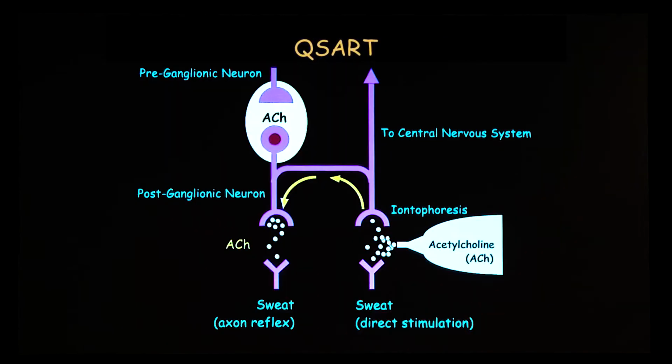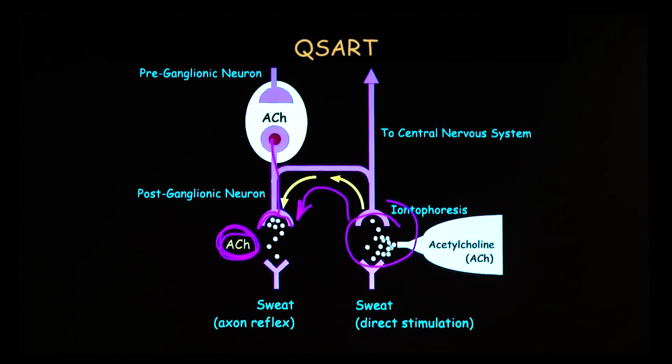The QSART, this is a test of the sympathetic cholinergic system. Remember, that's a major system involved with sweating. The way it works is acetylcholine, which is, as you know, the chemical messenger that mediates that sweating response, is delivered to the skin by electricity, by iontophoresis. And then by way of an axon reflex, the person's own sympathetic cholinergic nerves release the person's own acetylcholine nearby. So there's sweating nearby. And that's the basis of the QSART.